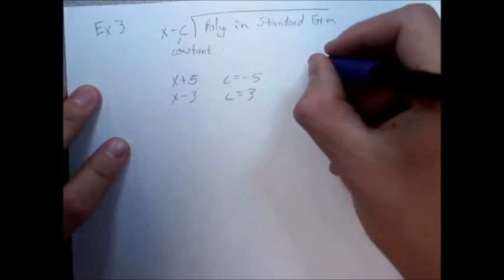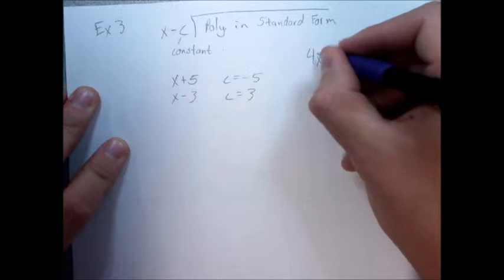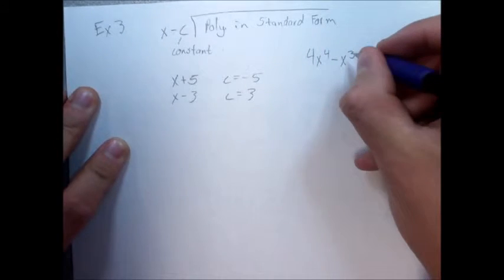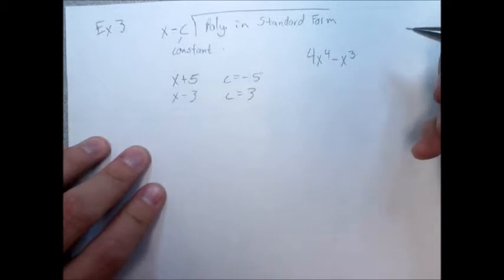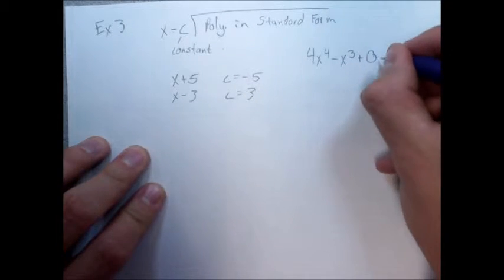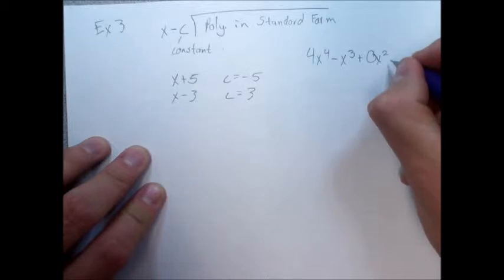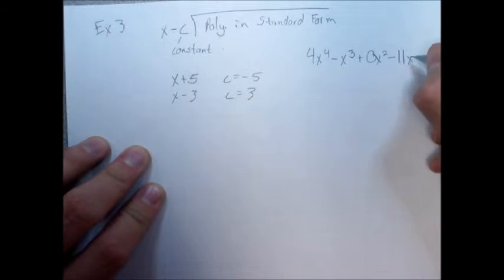Here's the original equation. It tells us to divide 4x to the 4th minus x to the 3rd. And you should notice when you're looking at example 3, there is no x squared. So I'm just going to add a 0x squared. Okay, because that'll make that term go away because it's being multiplied by 0. But I have to fill that hole. Minus 11x minus 484.